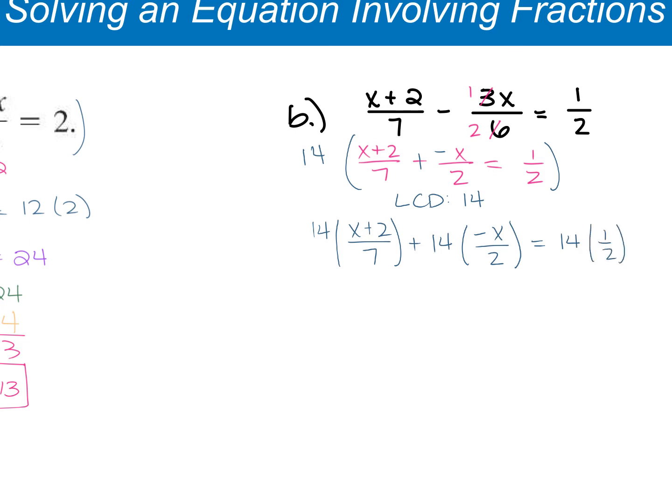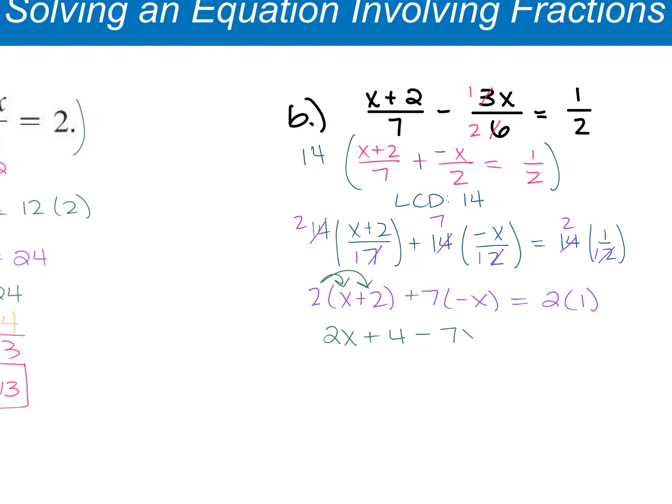From here, we're going to simplify. So 7 goes into 14 twice. So that's going to give you 2 times x plus 2. The 2 goes into 14 7 times, so that's 7 times negative x. And then again, the 2 goes into 14 twice, so that's equal to 2 times 1. We're going to distribute the 2, multiply the 7 with the negative x. That's going to give us 2x plus 4 minus 7x is equal to 2.